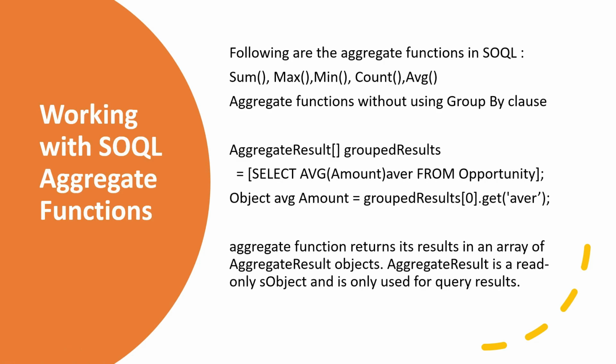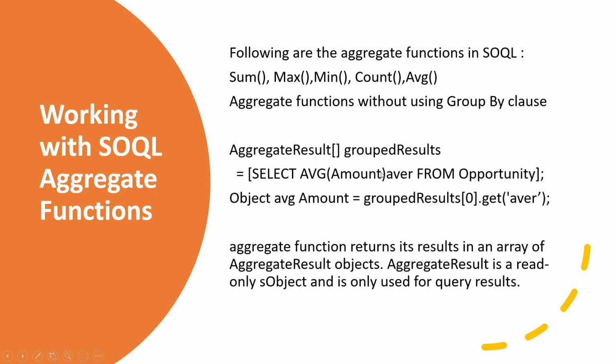Working with SOQL aggregate functions. Following are the aggregate functions in SOQL: sum, max, min, count, average. Aggregate functions without using the group by clause. An aggregate function returns a result in an array of AggregateResult objects. AggregateResult is a read-only sObject and is used only for query results.